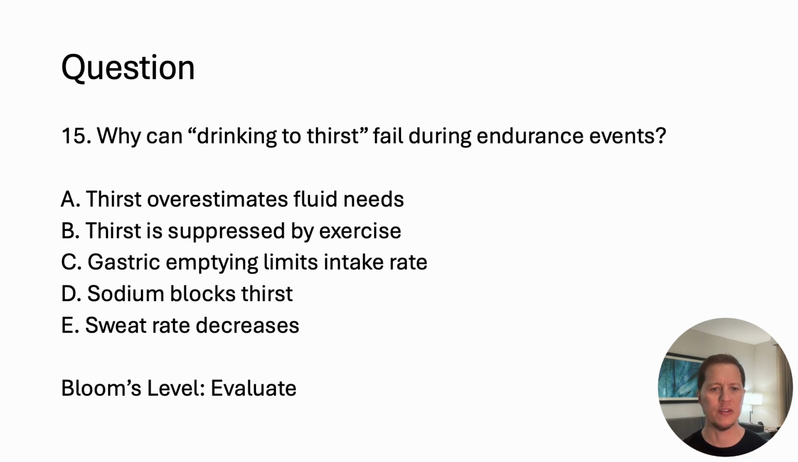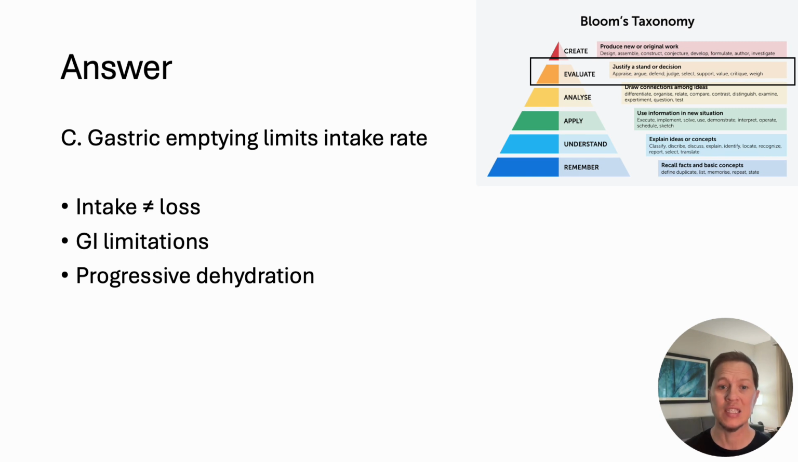And the last one, question 15. Why can, quote, drinking to thirst fail during endurance events? A little quick spaced repetition and a callback from earlier this quiz. Is it A, thirst overestimates fluid needs, B, thirst is suppressed by exercise, C, gastric emptying limits intake rate, D, blocks sodium thirst, or E, sweat rate decreases? And this answer is C, gastric emptying limits intake rate.